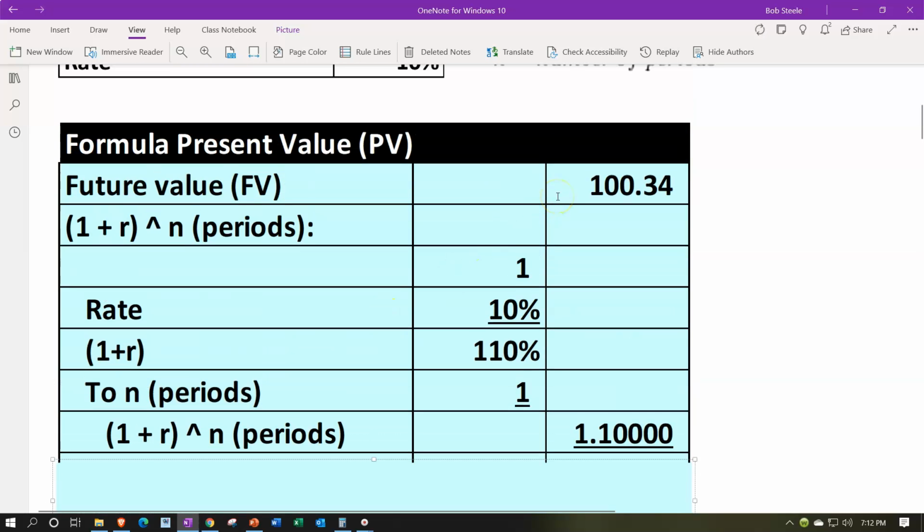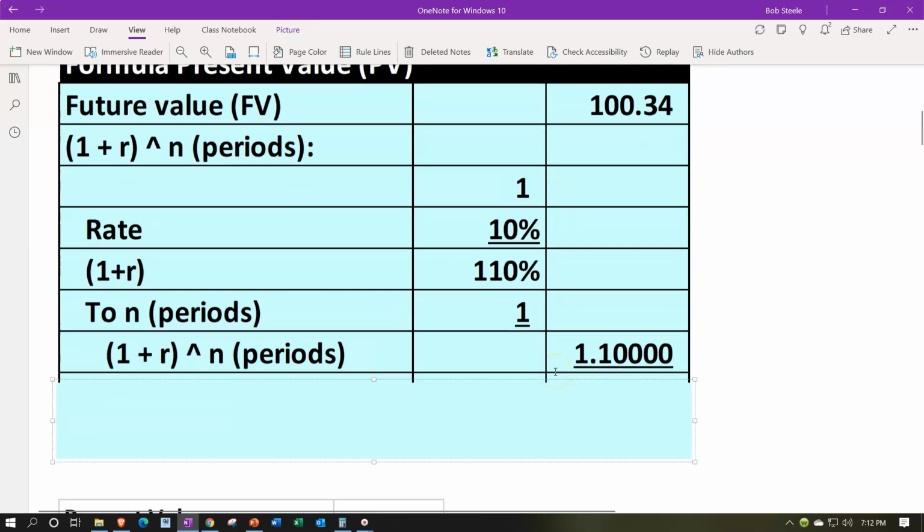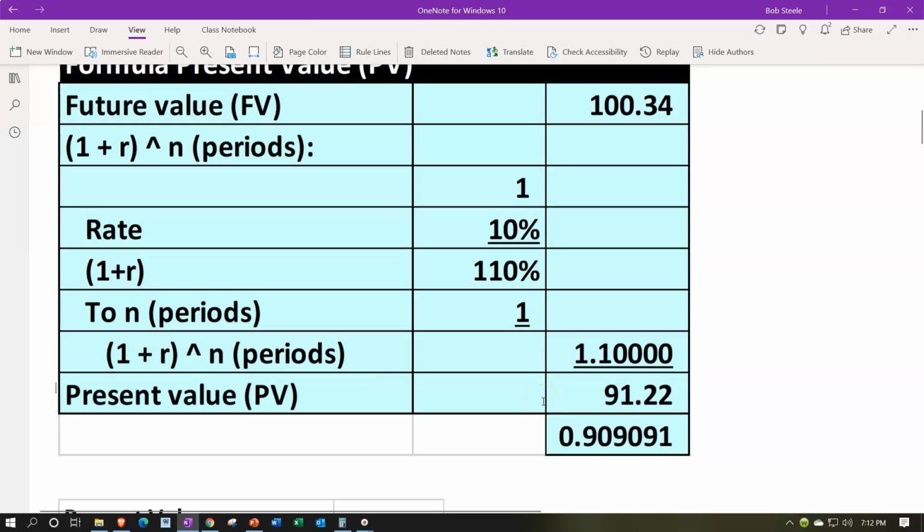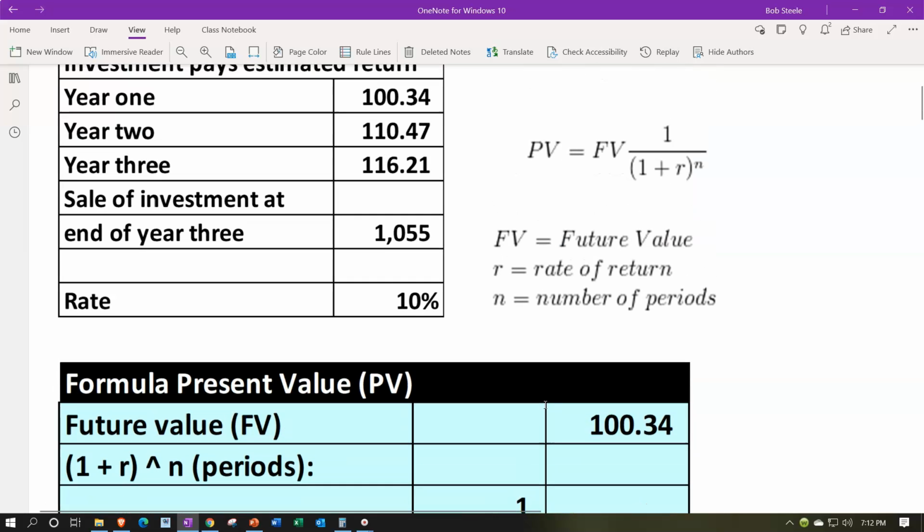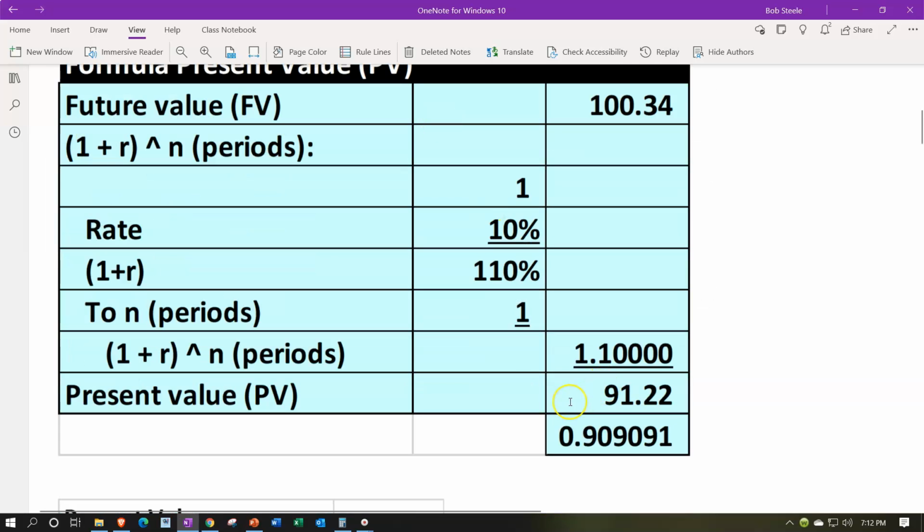We then have the 100.34 divided by the 1.1. That's going to give us the 91.22. So the return we expect to receive is the 134, bringing it back to the current day from a year in the future to the present, it being present valued at the 91.22.